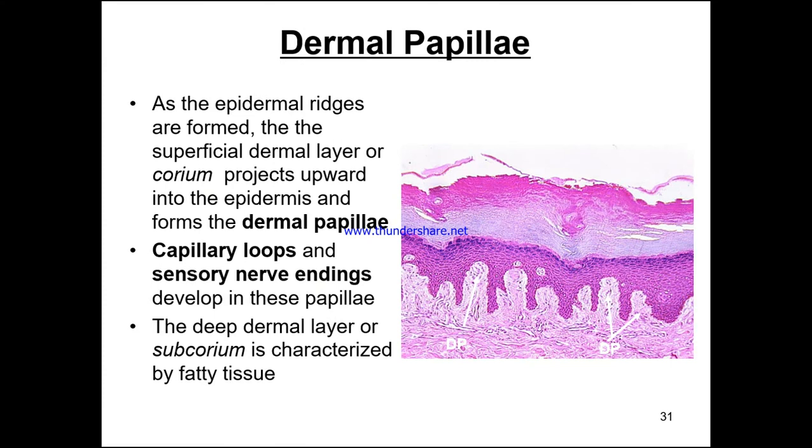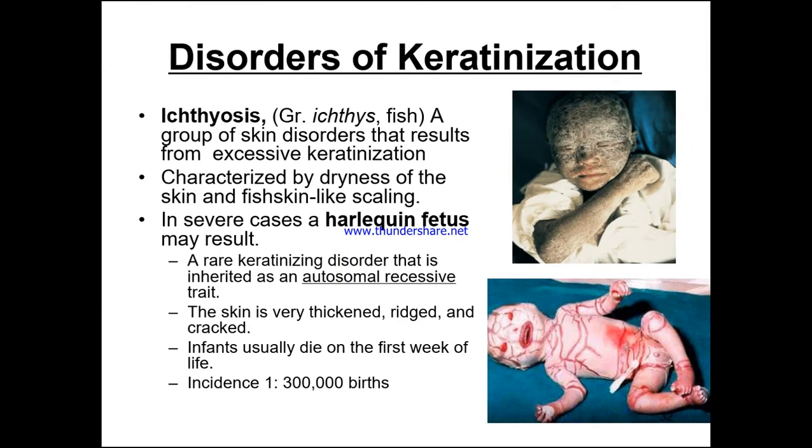Dermal papillae. As the epidermal ridges are formed, the superficial dermal layer or corium projects upward into the epidermis and forms a dermal papilla. Papillary loops and sensory nerve endings develop in these papillae, and the deep dermal layer or subcorium is characterized by fatty tissue.